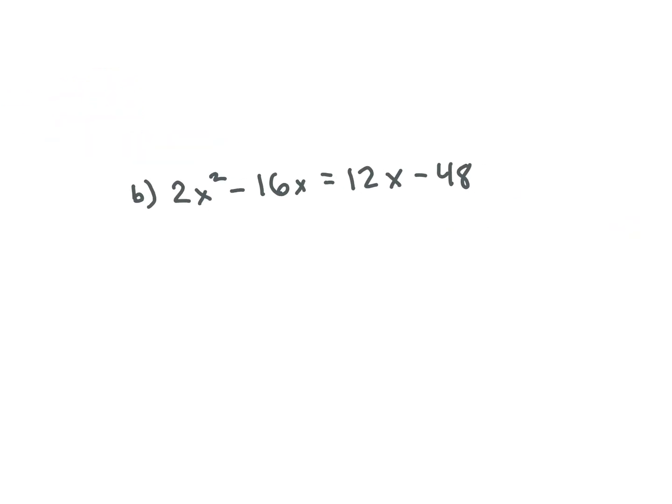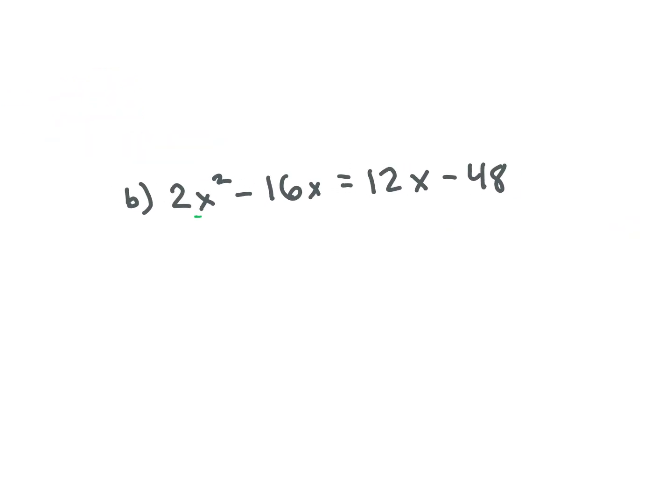All right, let's look at B. We have an x squared and an x, so how am I going to solve this? We want to factor, and when we factor, what do we want it to be equal to? 0. So I got to move everything to one side. So I like it when my x squared term is positive, so I'm going to move everything on the right to the left. So I'm going to subtract 12x and add 48.